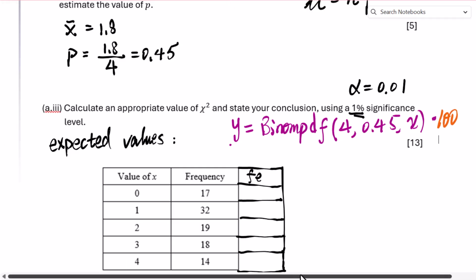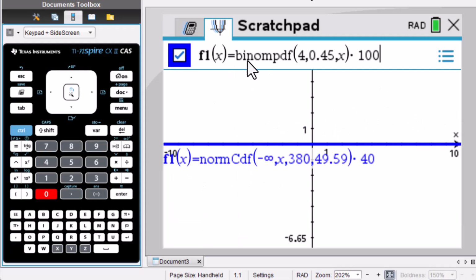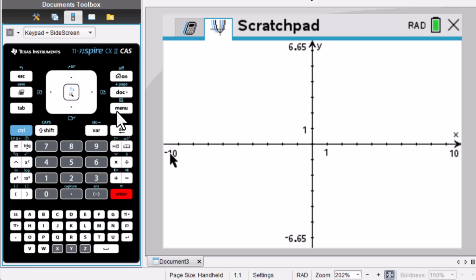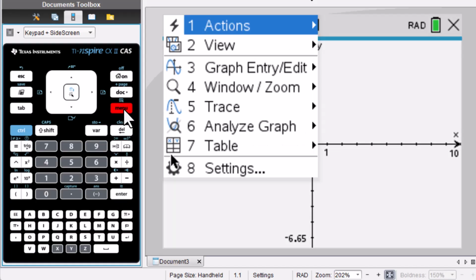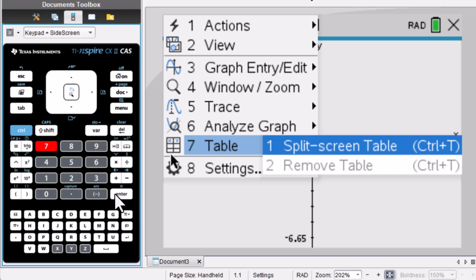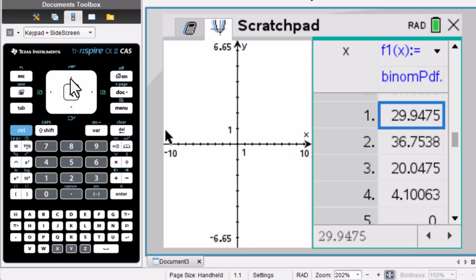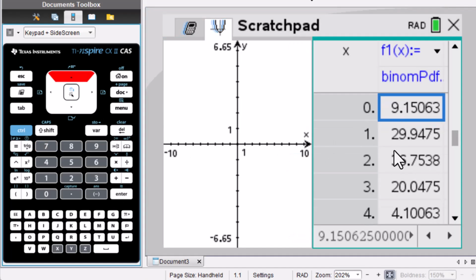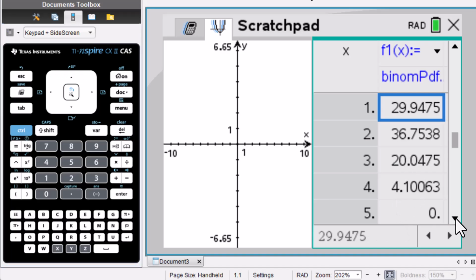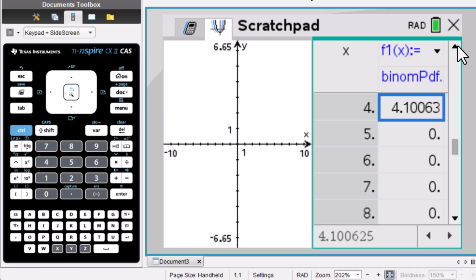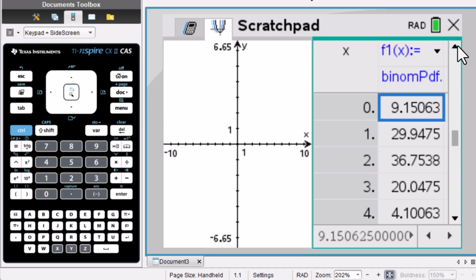Let's go to calculator. Put a binomial PDF times 100, enter. Then click on menu, go to 7, get this table. Then we got all the expected frequency. Record this expected frequency on our table.